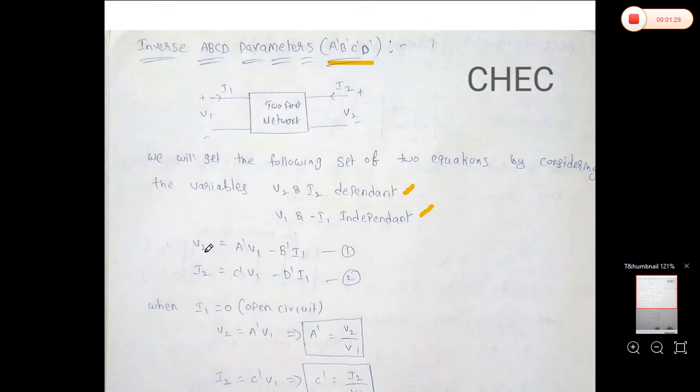So the equations of the inverse ABCD parameters are v2 equal to a dash v1 minus b dash i1, and i2 equal to c dash v1 minus d dash i1, right? This is equation number 1, and this is equation number 2. From these we can get the inverse ABCD parameters, nothing but a dash, b dash, c dash, d dash. How is it possible? Just like in the previous case, we do the same in this case also.